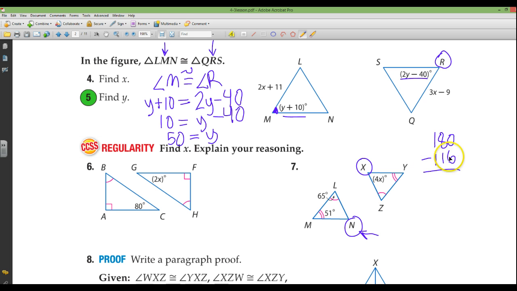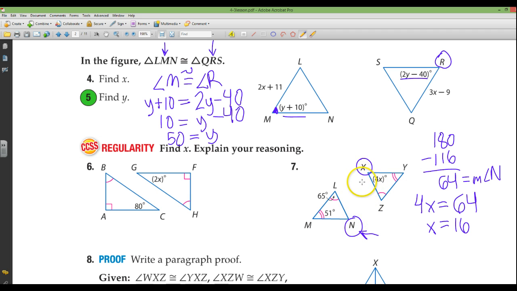So if we subtract 116 from 180, that leaves us with 64. So 64 is the measure of angle N. And since N is congruent to X, we could set 4X equal to the measure of angle N. And divide both sides by 4, and X is equal to 16.